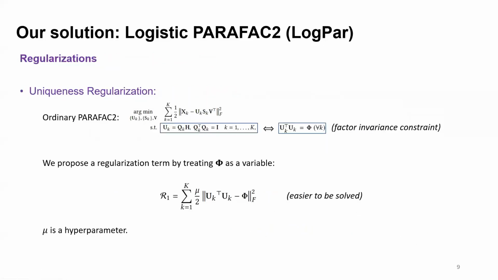So besides, we also have several regularizations for better interpretability. The first one is the uniqueness regularization. So in the ordinary PARAFAC2, we have a factor invariance constraint. Basically, this UK transpose UK is a constant. This ensures the uniqueness of the PARAFAC2. And we propose a regularization term by treating this phi as also a variable. So we try to minimize the deviation of this UK transpose UK and this phi. This regularization is easier to solve than the hard constraint.